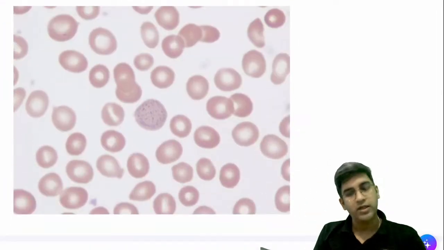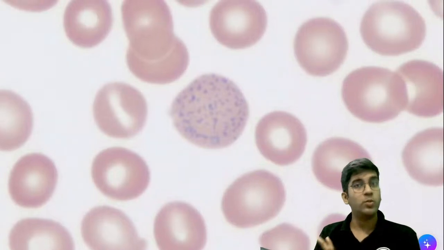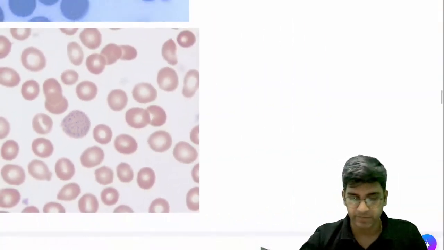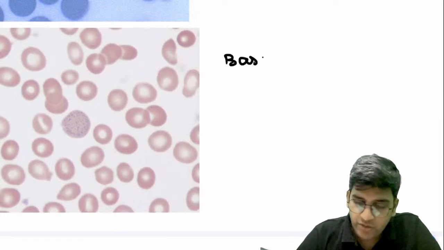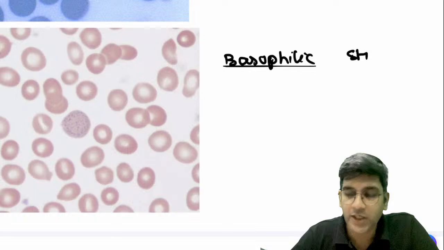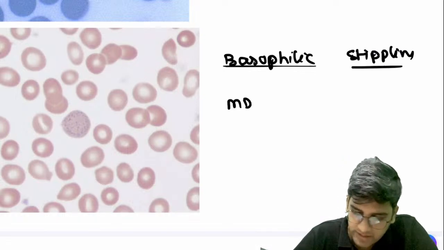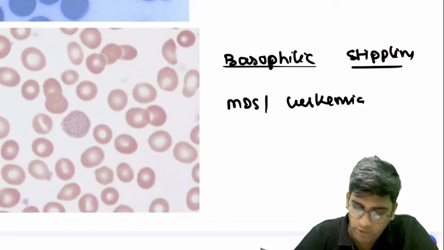Leishman, multiple inclusion, multiple uniform inclusion, which is basophilic stippling. Perfect, right? So basophilic stippling will happen in any condition when the nucleus is not normal. This can happen in MDS. This can happen in leukemia. Again, I have a problem with the nucleus.